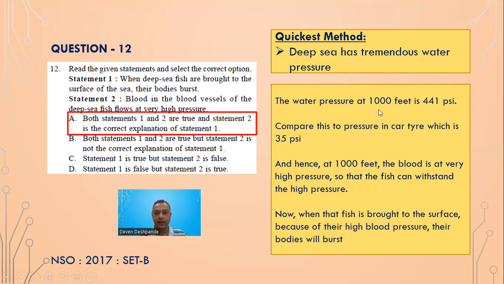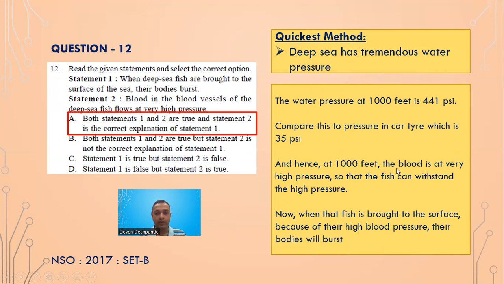At 1000 feet, if you go 1000 feet down, the water pressure is 441 psi. And just imagine the pressure in the tire of a car is 35 psi. Even 35 psi is so hard because a car tire is extremely hard, isn't it? And the pressure of water at 1000 feet is 441 psi. So the pressure of water at 1000 feet is more than 10 times that.